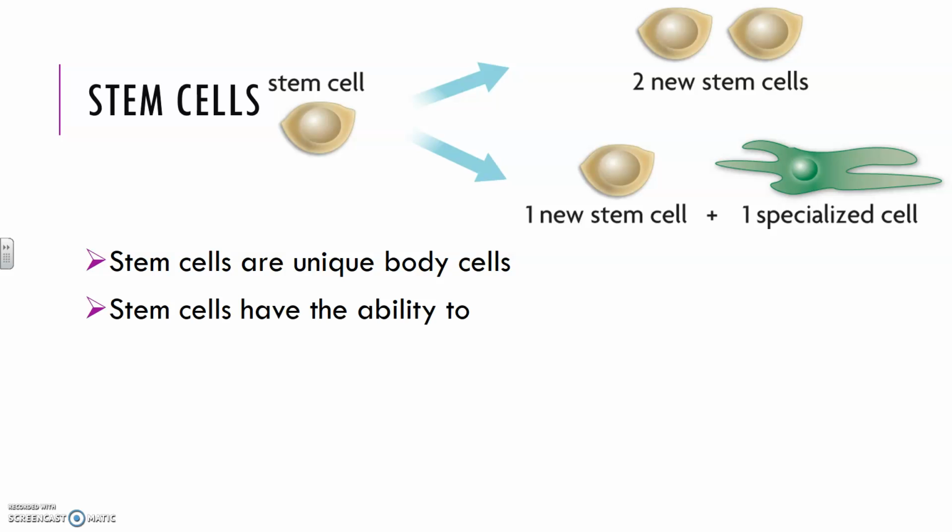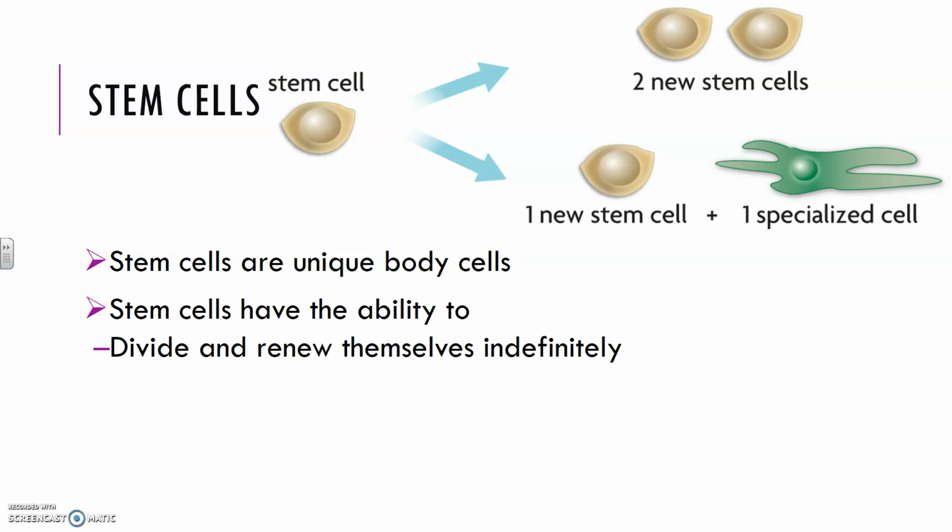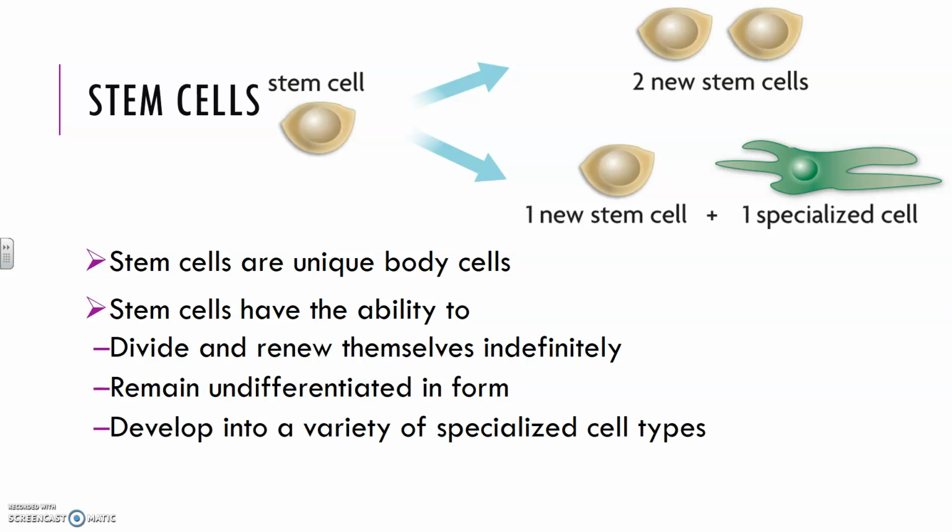So stem cells have the ability to divide and renew themselves indefinitely, remaining undifferentiated in form. That's the two new stem cells. And they can also develop into a variety of specialized cell types. So really any cell type you think of, if you trace all the way back through that cell's lineage, it came from a stem cell at some point.